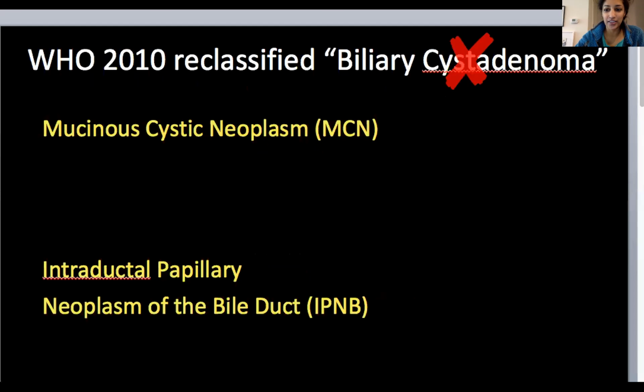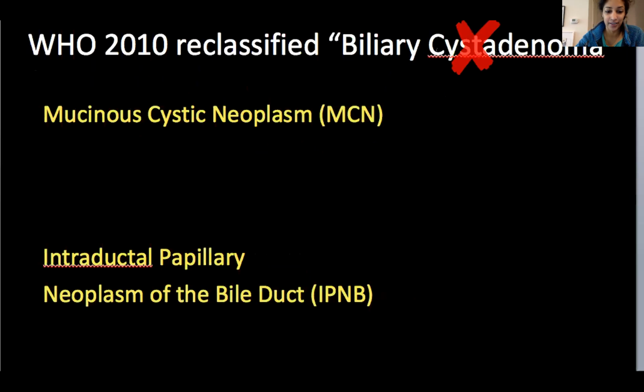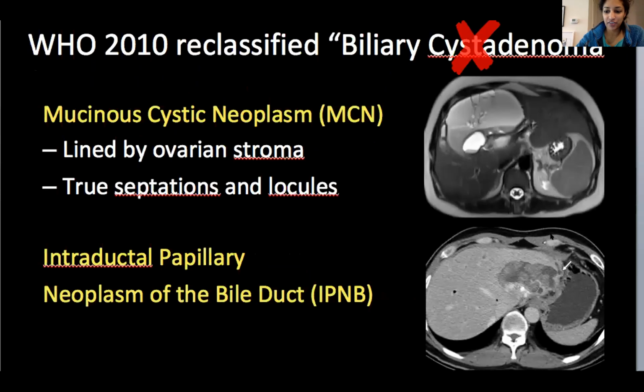So just a couple of points about mucinous cystic neoplasms. So in 2010, the WHO reclassified biliary cystadenoma into mucinous cystic neoplasm and intraductal papillary neoplasm of the bile duct. So we no longer use that term biliary cystadenoma. The most characteristic features are that they are lined by ovarian stroma, so they'll have a thick capsule, and they'll have true locules and septations. So the locules that you can see here are similar to the case that I showed earlier, and they might even have true enhancing septations, which would be different than a biliary hamartoma.